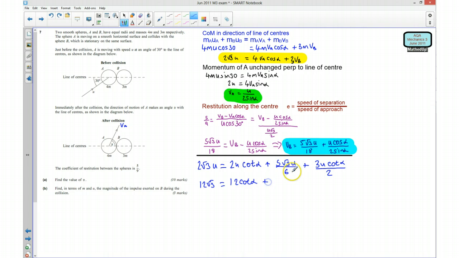plus, if I times this by 6, I've got 5 root 3 plus, and if I times this by 6, I've got 9 cot alpha, and the u's have all cancelled each other out.